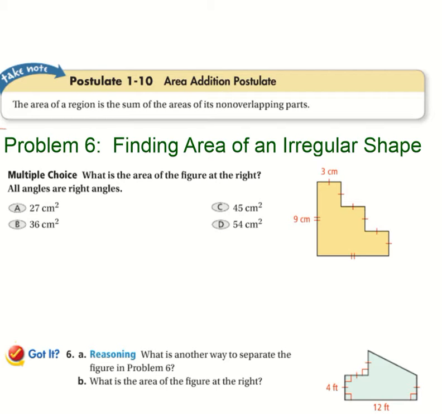And so if I look at this problem over here, problem 6, I have this really weird staircase looking shape. And so what this postulate is really saying is that if I can find the area of these individual shapes, I can find the area of the whole thing. And so by using my congruent symbols, I know that this side is 3, this side is 3, 3, 3, and 3. Using that, I can now divide this up.